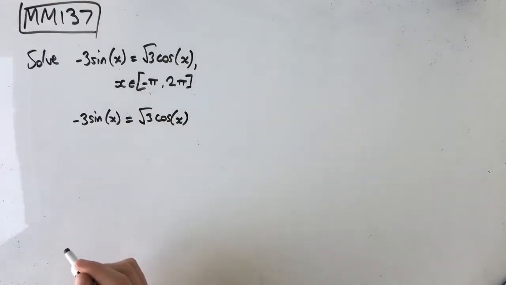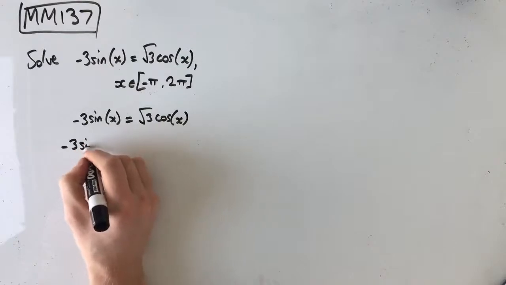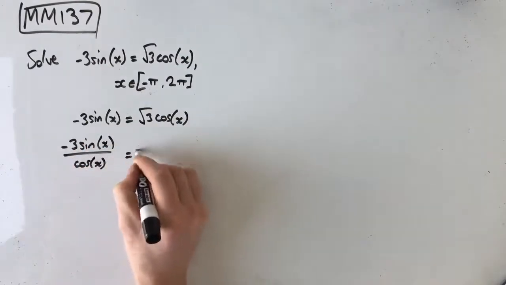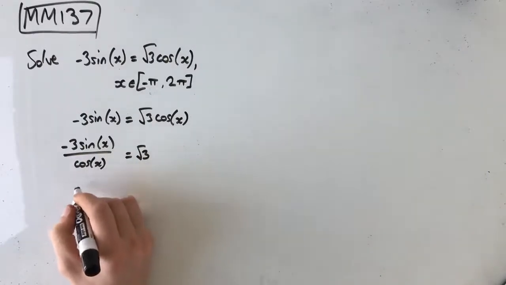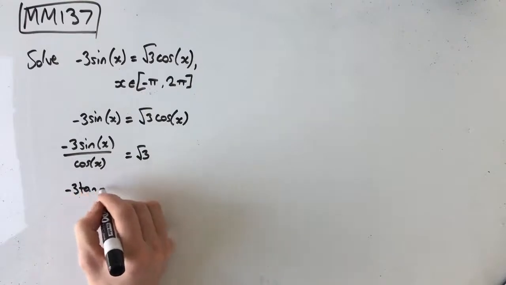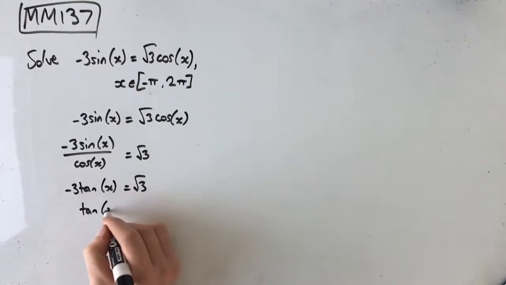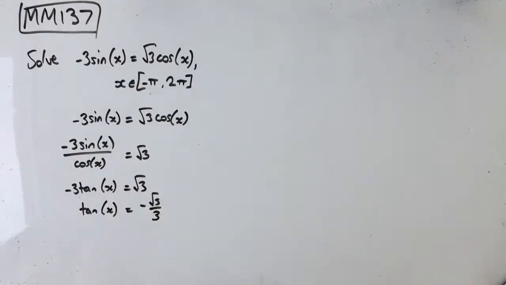We are going to divide both sides by cos x, which means we get -3 sin x over cos x equals √3. Now, sin x over cos x is equal to tan x, which means we get -3 tan x equals √3, and then we divide both sides by -3 to get tan x by itself: -√3 over 3.